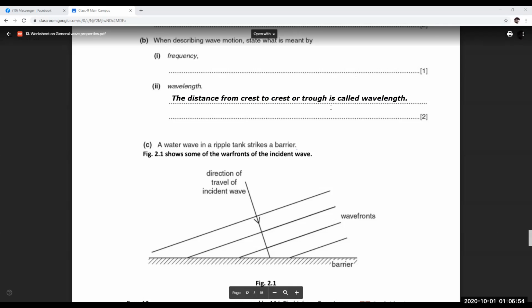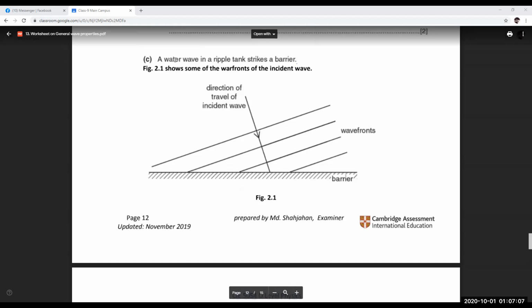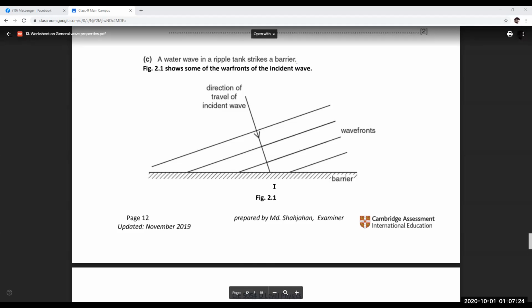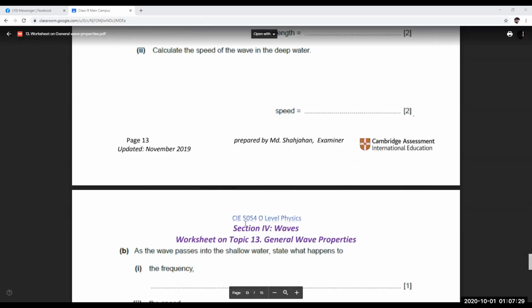The next question, please. Is everyone done writing? So everyone is done writing. Now tell us. After he is deleting, you are saying you did not write. Write it quickly, please. A water wave in a ripple tank strikes a barrier. Figure 2.1 shows some of the wavefronts of the incident wave. Direction of travel of incident wavefronts, barrier.